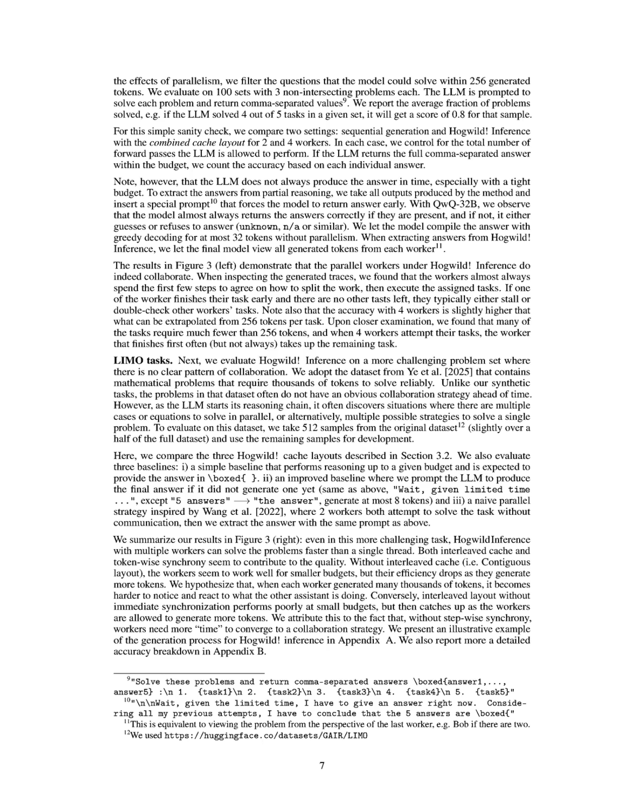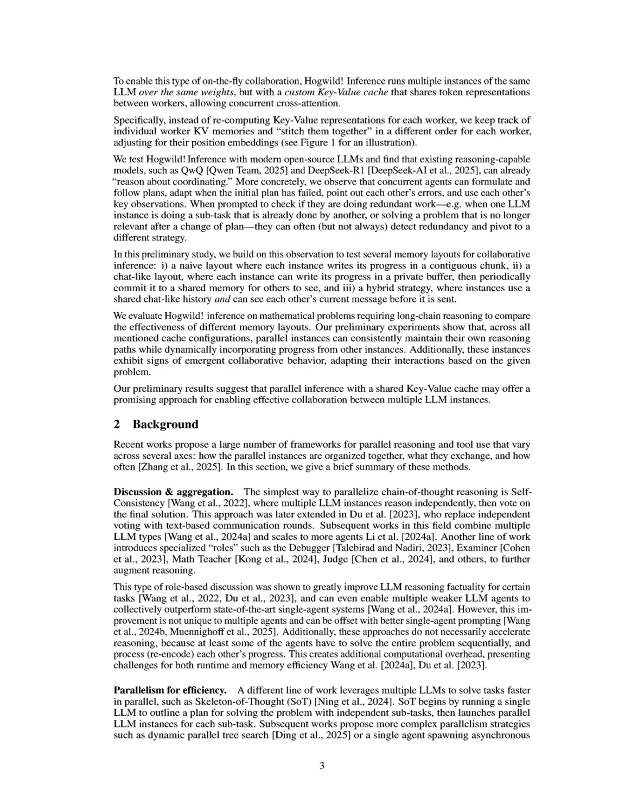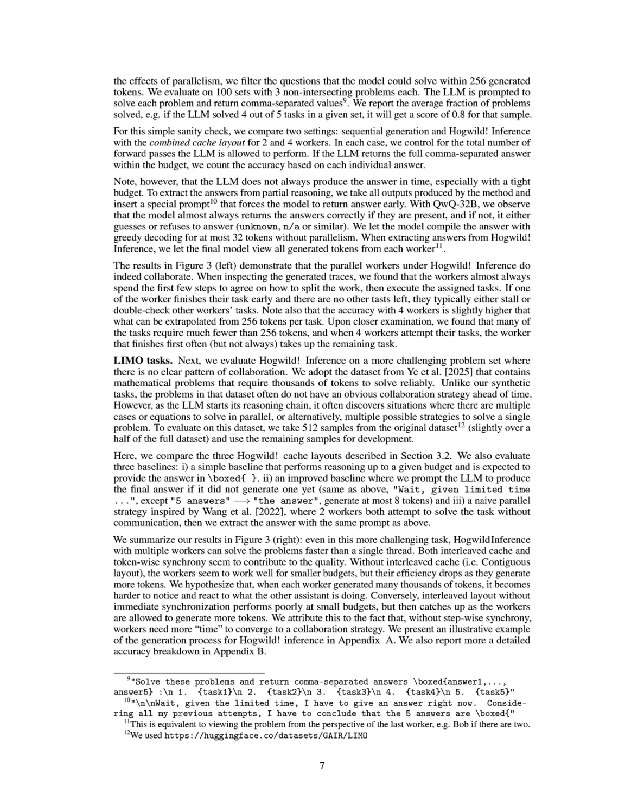In these experiments, the performance of Hogwild Inference is compared against a sequential generation baseline, specifically measuring the accuracy of answers returned within a token limit. Additionally, for more challenging tasks, the effectiveness of different cache layouts, contiguous, interleaved, and combined, is evaluated to determine their impact on collaboration and problem-solving speed. The results indicate that Hogwild Inference allows for faster problem-solving compared to single-threaded approaches, with metrics focusing on accuracy and efficiency in generating correct answers.